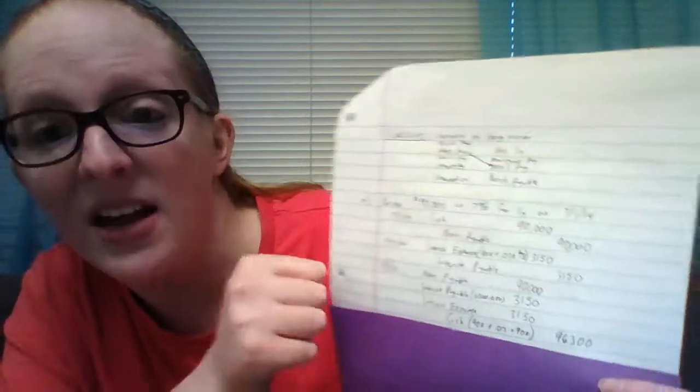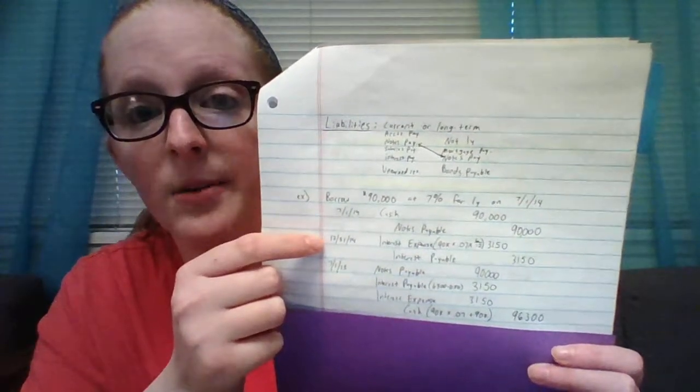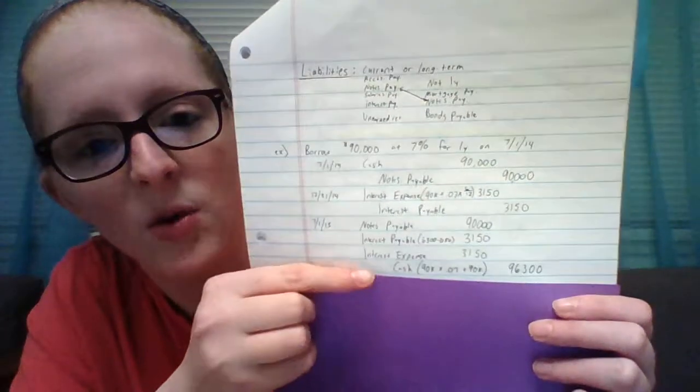But again, we haven't paid the entire year's worth of interest. So we have another interest expense for $3,150 to account for the other part of the year that we didn't have accounted for starting in December. And then, of course, we've got our cash, and you're actually going to pay cash. You've got the principal that you actually got from the loan, which is $90,000, multiplied by 0.07, which is your interest, because you're paying all the interest plus the principal, which is $96,300.